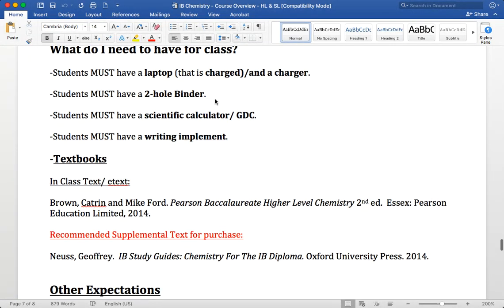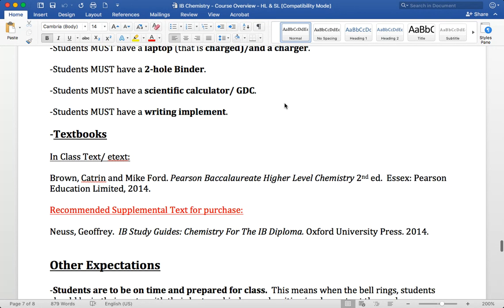You also really need a 2-hole binder. If you don't have one, I'll give one to you. There are lots of handouts, whether they be question packets, lab handouts, or if you print out the notebook files, there's just tons and tons of papers you need to keep organized. And so a 2-hole binder is really essential, or all your resources are going to be a mess. You obviously need a good calculator, a GDC calculator, and something to write with. I've got paper. I'm happy to let you borrow paper to put into your notebook.